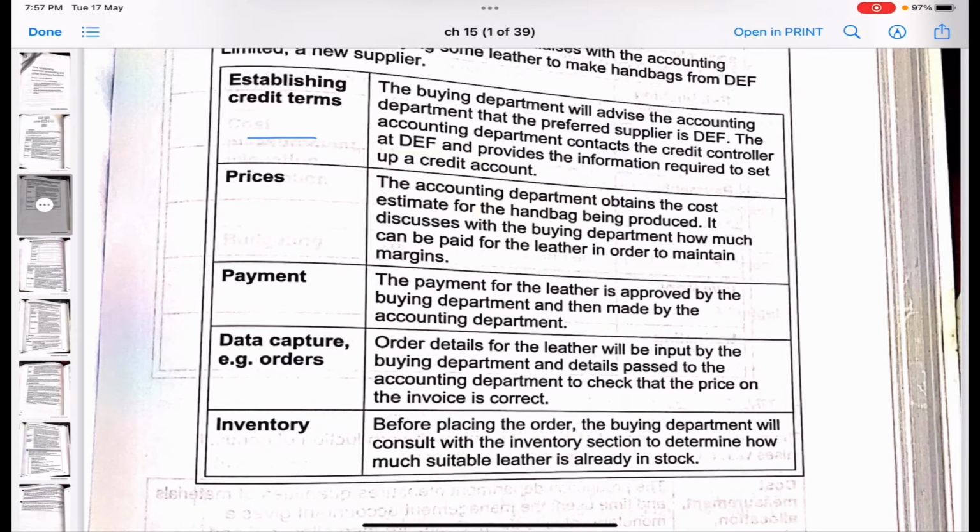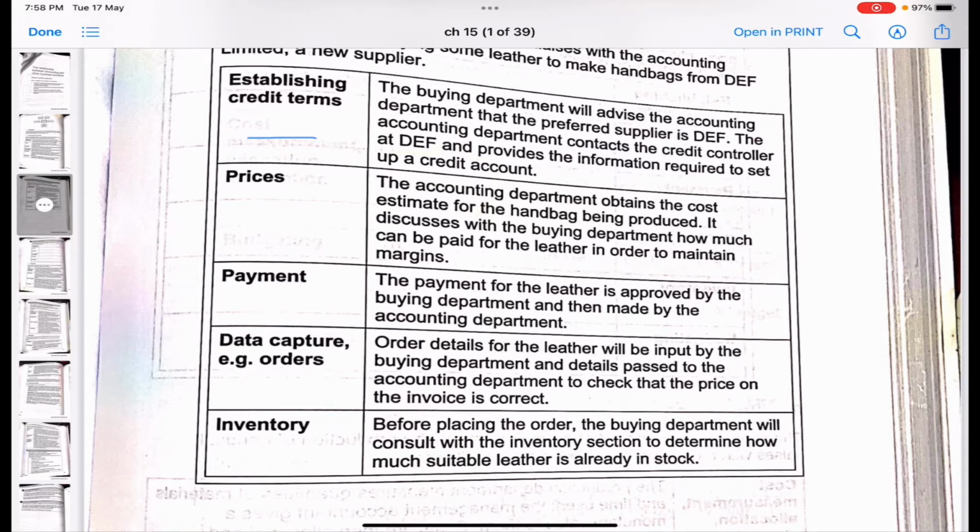The accounting department contacts the credit controller at DEF and provides the information required in order to set up a credit account. And then prices. The accounting department obtains the cost estimate for the handbag being produced by us, and discusses with the buying department how much can be paid for the leather in order to maintain a margin. Payment. The payment for the leather is approved by the buying department, and then the payment is always made by the accounting department.